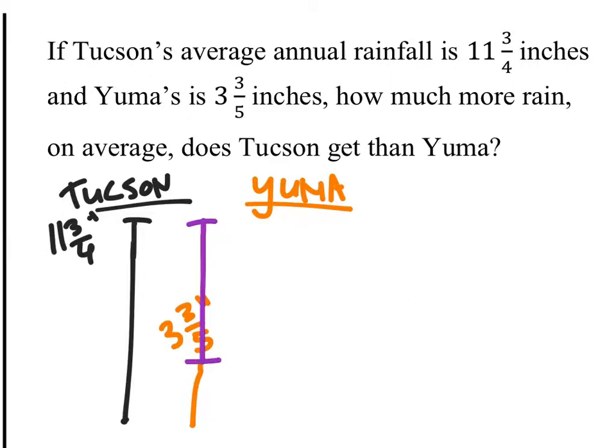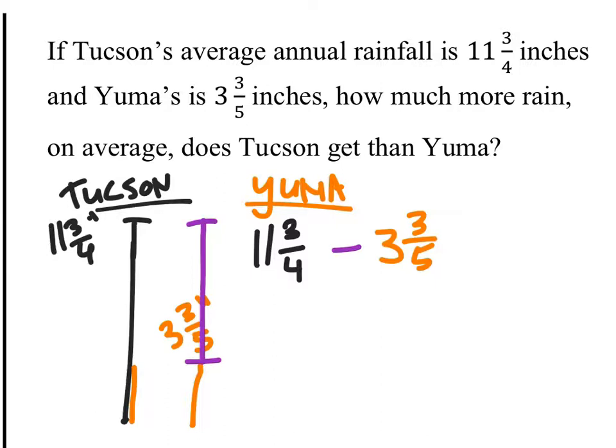This much more right here, which means that the Yuma amount is going to have to be taken off of the Tucson amount, which is going to tell us how big that purple bar is. So it should look like this: 11 3/4 minus the 3 3/5. That will tell us how much more Tucson gets than Yuma. Now, whichever method you use, it's not really going to make a big difference. I'm going to use the second method on this, okay?